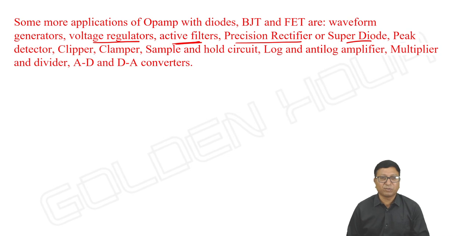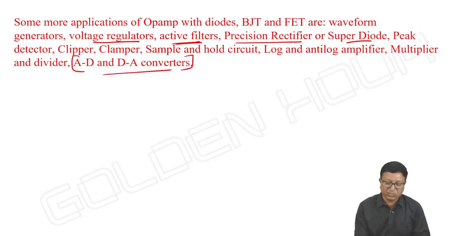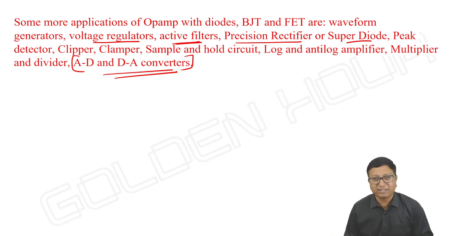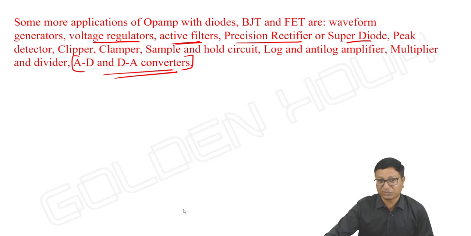Again, peak detector, which is mainly a communication related application. Clippers, clampers, sample and hold circuit, it is also communication related. Logarithmic, anti-logarithmic amplifiers, multiplier, divider, analog to digital and digital to analog converters. This part you will be studying in digital, not in analog. I will be covering all these applications in our analog circuits here.